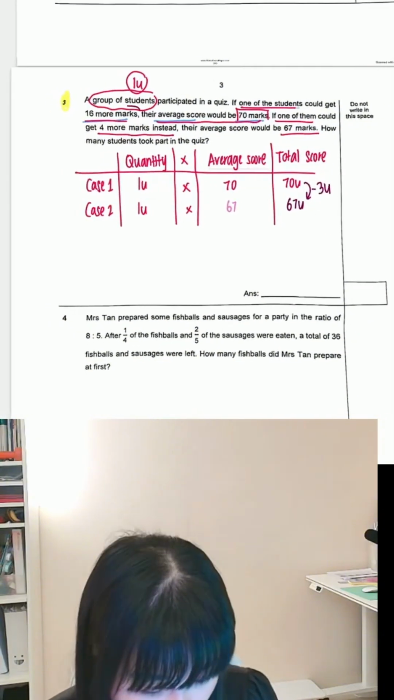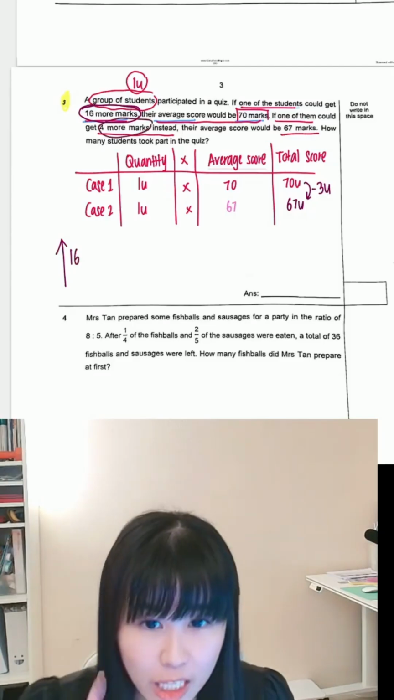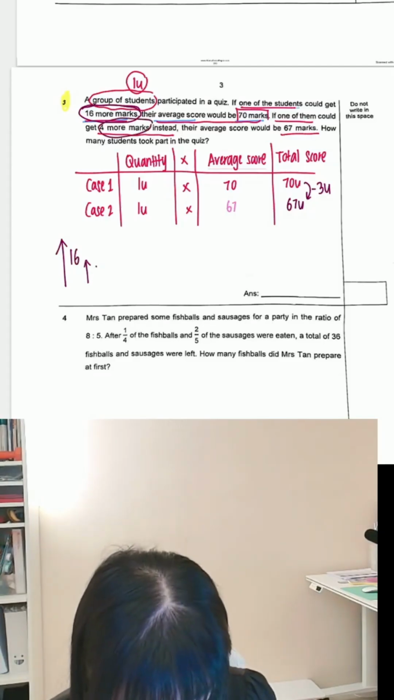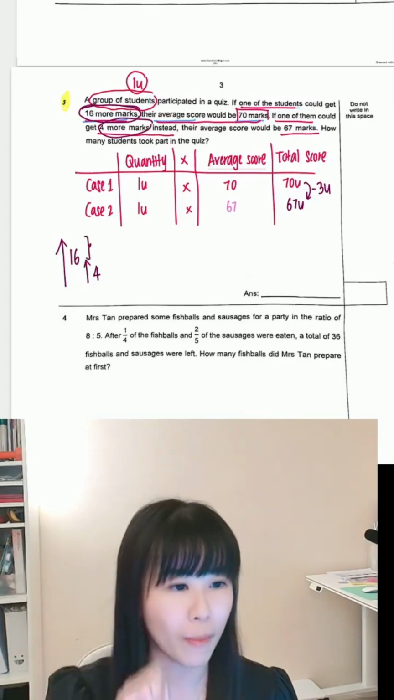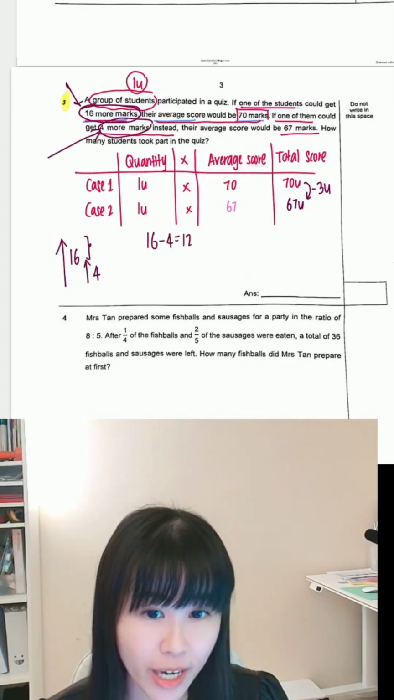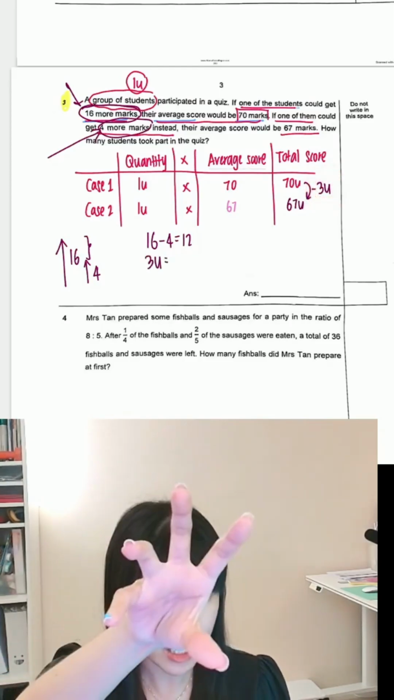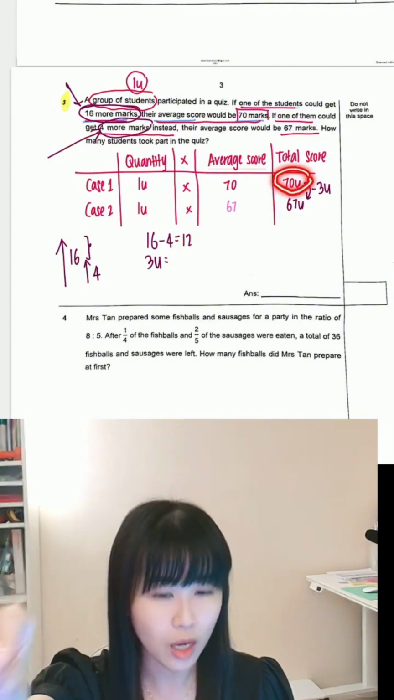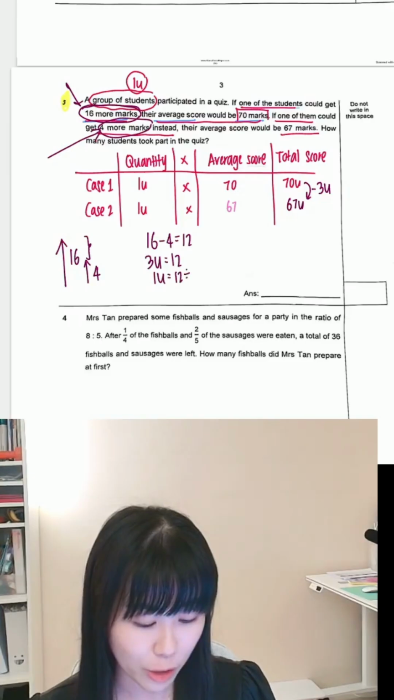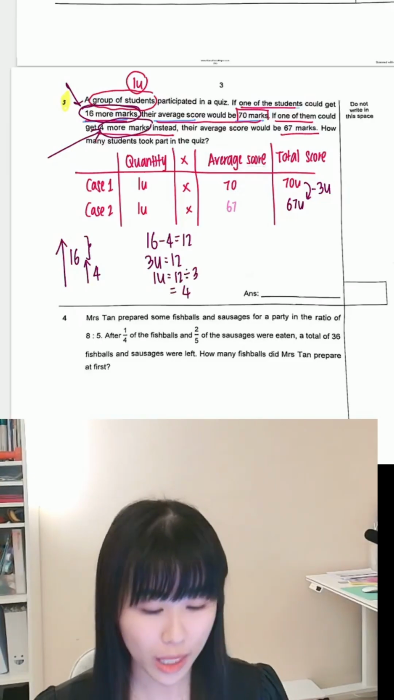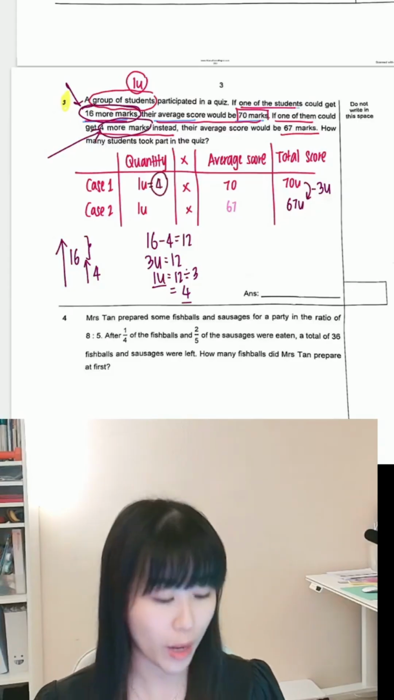From case 1, your student will get 16 more marks. In case 2, that student got 4 more marks. So what is the difference between case 1 and case 2 in terms of the marks? 16 minus 4 is 12 marks, right? If that is 12 marks, 3 unit equals to what? 3 unit is the difference in the total marks from case 1 compared to case 2, equals to 12. So 1 unit will be 12 divided by 3, 4. So how many students took part in the quiz? 1 unit is 4. So you know that 4 students took part in the quiz.